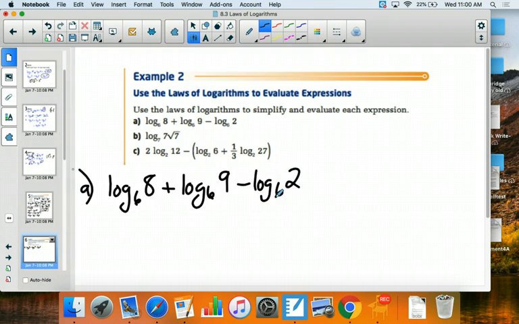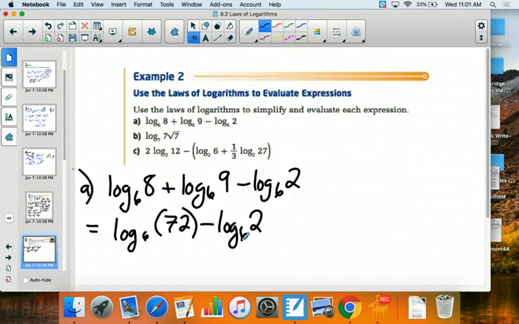Okay, and I've already heard the answer. We're adding logs with the same base, so we multiply the arguments. So this is now log base 6 of, what's 8 times 9? 72. Right, and then we're subtracting log 2 base 6. Now, when we subtract logarithms with the same base, what do we do with the arguments? We divide. So what's 72 divided by 2? 36. So log 36 base 6.